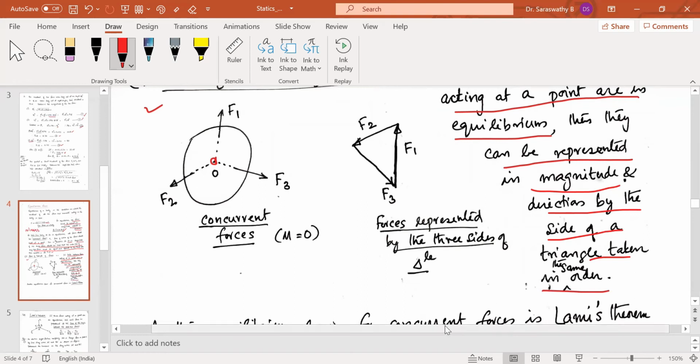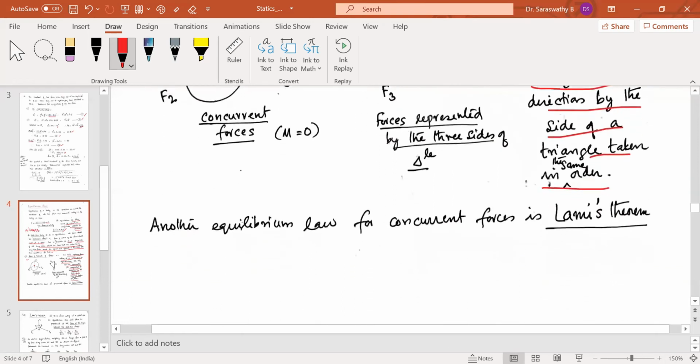Connected with the equilibrium of forces, you may be applying this triangle law for solving numerical examples. So if three forces acting at a point are in equilibrium, then they can be represented by the three sides of a triangle taken in order. Similarly, there is one more law, called Lami's theorem. Lami's theorem is also used for the solution of equilibrium of concurrent forces.